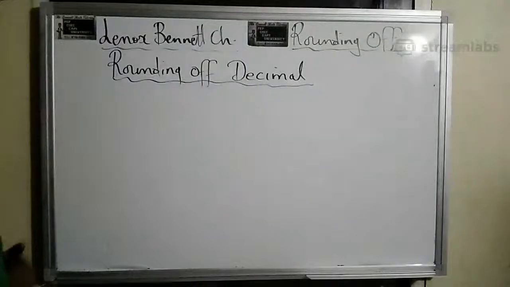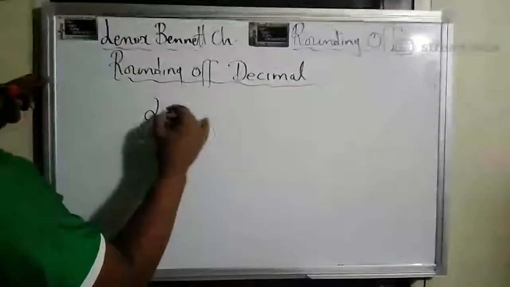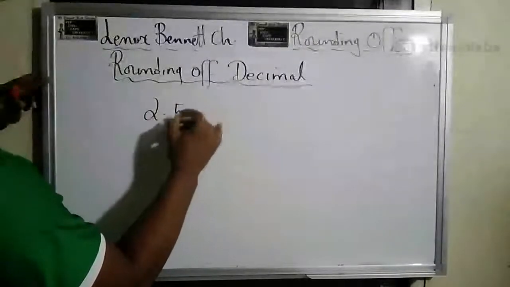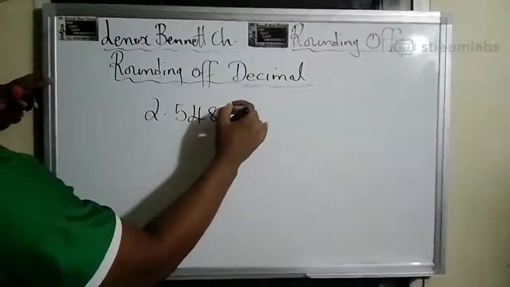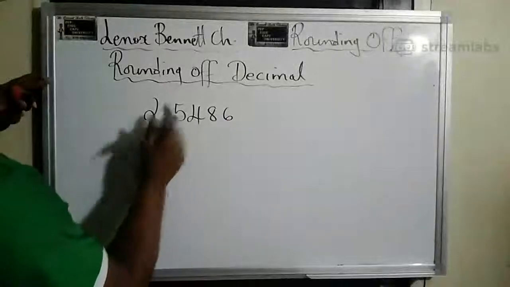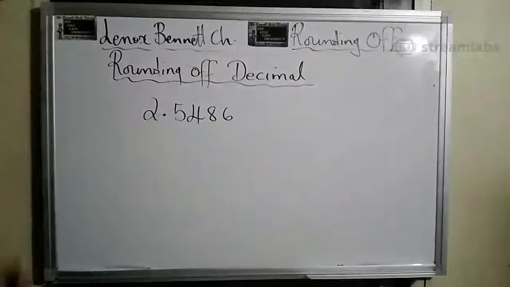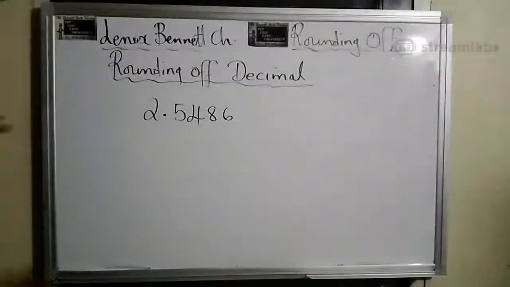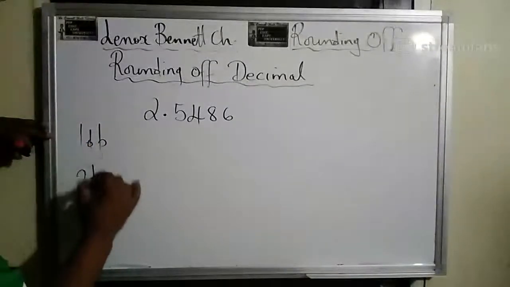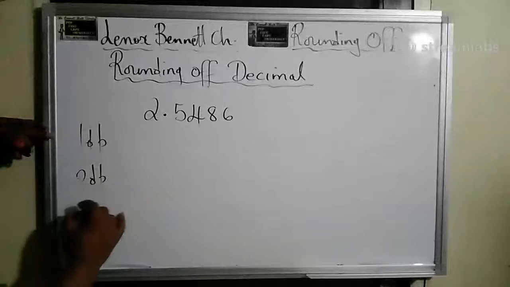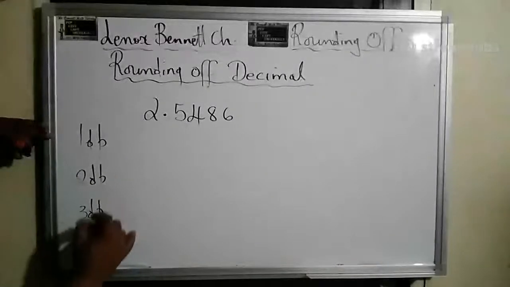Alright. Let us say we have 2.5486. This was supposed to be your own, guys. You would round it off to 1 decimal place, 2 decimal places, and 3 decimal places, right?